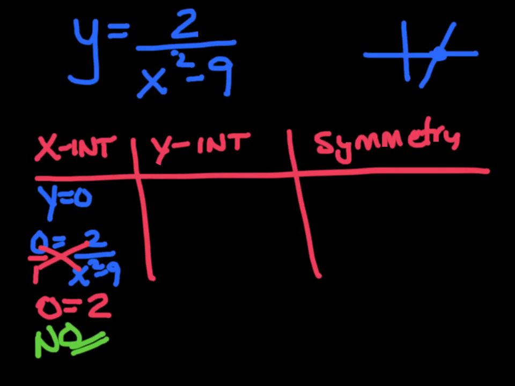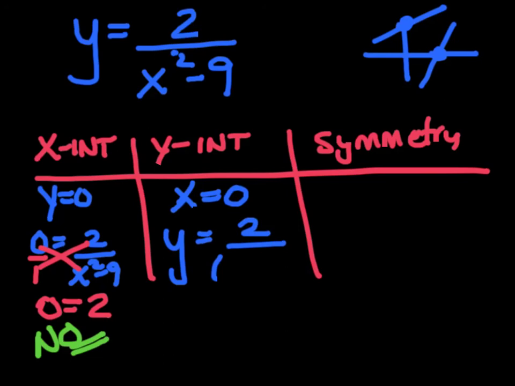This time I want a y-intercept. So again, think about what's special about crossing the y-axis. That means the x value is 0. So I'm going to carefully plug a 0 into x. So I've got 2 over 0 squared minus 9. I would say that's a y value of -2/9. Not pretty, but doable.